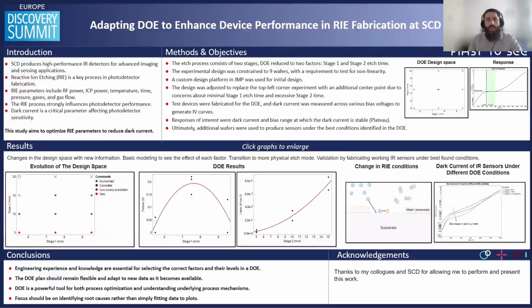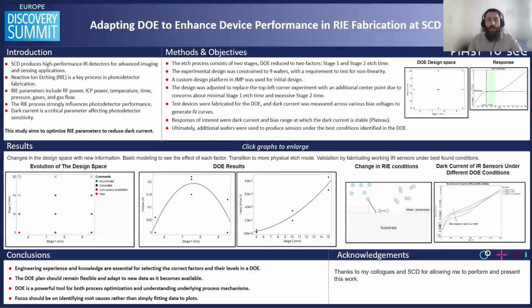Our RIE process includes two steps. So with our knowledge and experience, we reduce the DOE into two factors, which are stage 1 and stage 2 etch time. The DOE was constrained to 9 wafers, and we were also asked to test for nonlinear response.